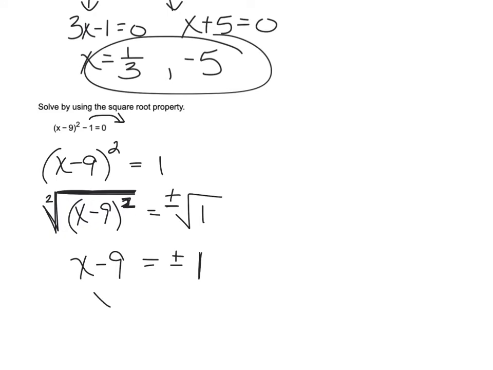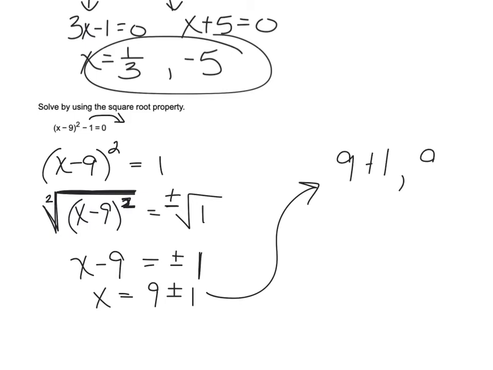All right, so we solve for x. I'm going to add 9 to the other side. 9 plus and minus 1. So let's go ahead and finish that. That's saying that's 9 plus 1 and 9 minus 1. We get two possible answers, 10 and 8.